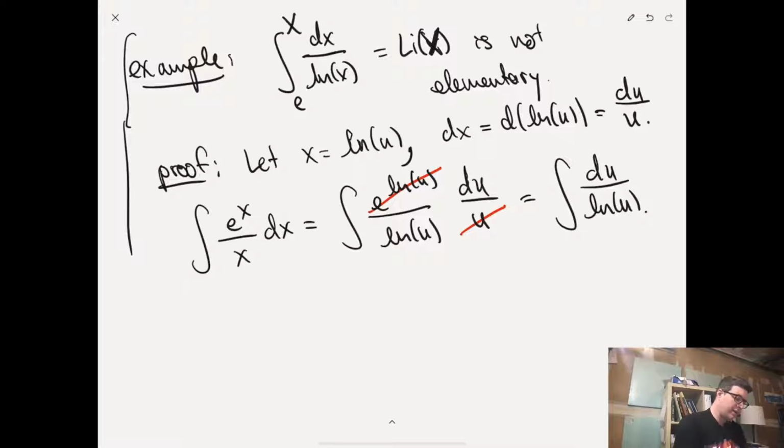If this had some form that we could integrate, we could just plug things in, and we'd get an expression for the logarithmic integral. We can't do that. So this shows that since this one's not elementary, this one's not elementary. Okay, let's do another example.